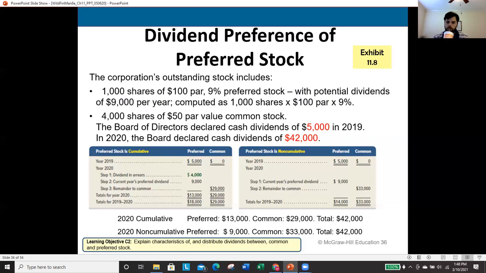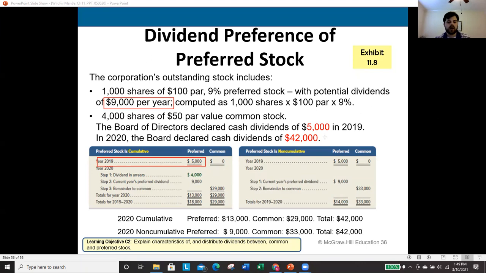So in this case, let's see. If we have the preferred stock being cumulative, this is my case in my left-hand table. So what we will see is in year 2019, of course, the full $5,000 is paid to my preferred shareholders. And that is because they are required to receive the first $9,000 in dividends anytime dividends are issued. But if this is cumulative, then they did not receive 9,000. So they should have gotten 9, they only got 5, meaning they missed out on $4,000 in the year 2019.